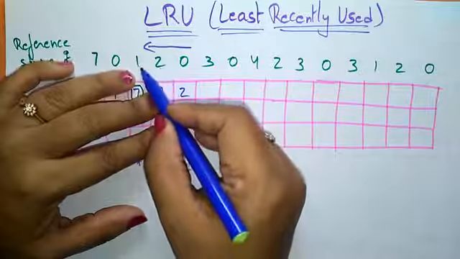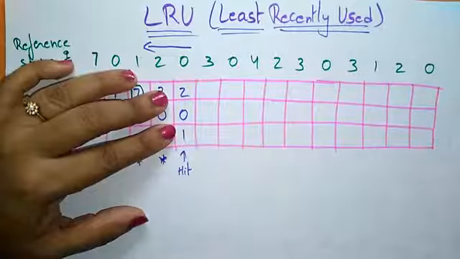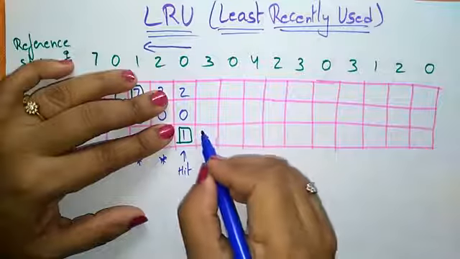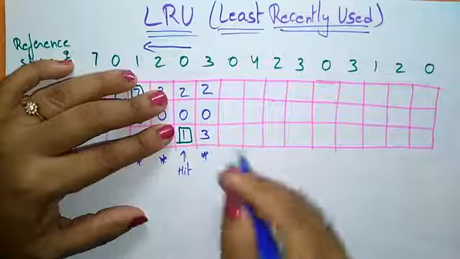Next to 2. Next to 1. So 1 is the least recently used. So remove 1. In place of 1, you have to place 3. So this is the same, 2, 0, 3. So this is also a page fault.